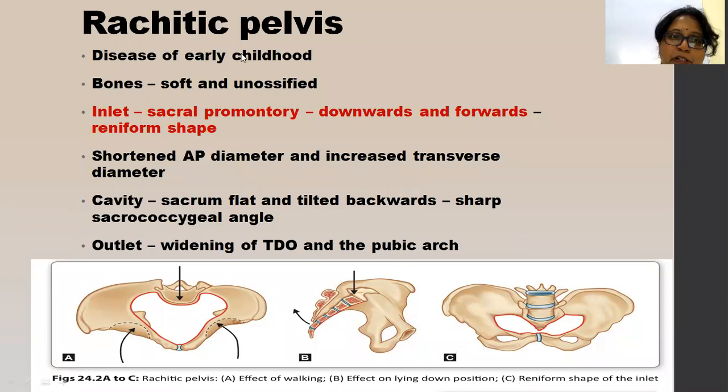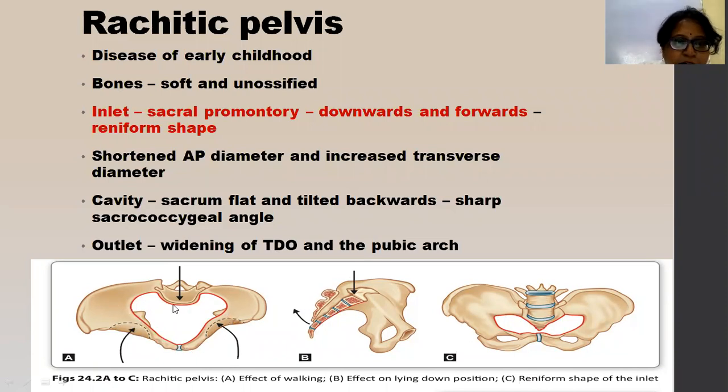Now, how does the pelvis look like in rickets? Rickets is a disease of early childhood, and the bones are soft and unossified. At the inlet, the sacral promontory is downwards and forwards, and the shape of the inlet is reniform, like this. The anteroposterior diameter is shortened, and the transverse diameter is very much increased here.